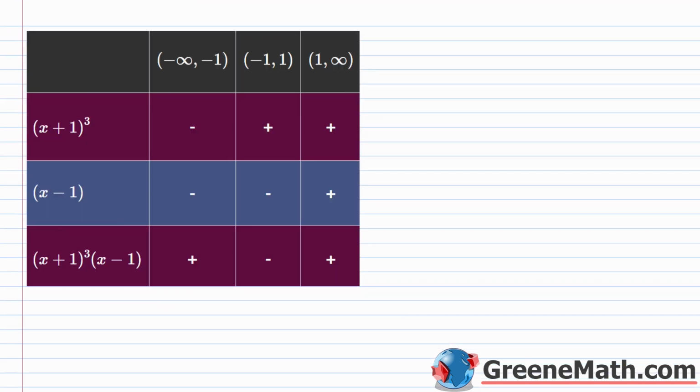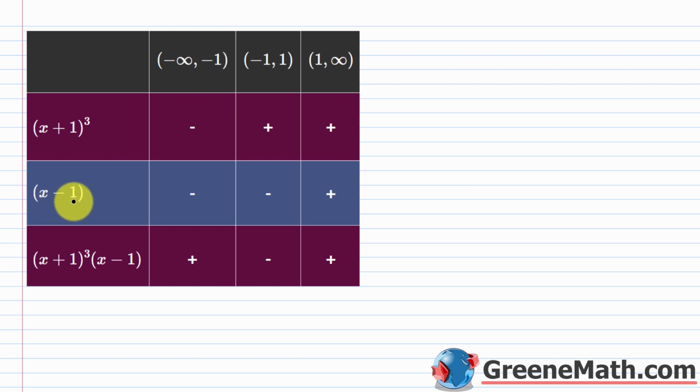Let me go back up. So all you really need to do is split the number line up into intervals. So one would be where you're less than negative 1, one would be between negative 1 and 1, and then one would be anywhere greater than 1. So if we look at this factor x plus 1 quantity cubed, it would be negative in this interval, and then positive in this one and this one.